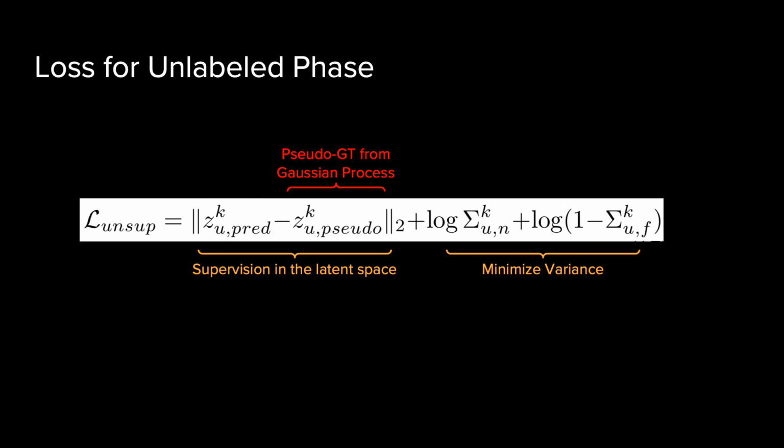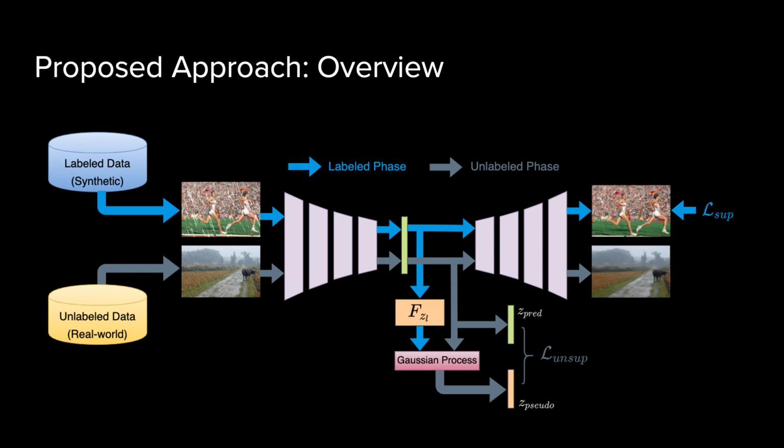The overall loss function for the unlabeled data is given by the equation, which consists of two parts. The first part minimizes the error between the prediction and the pseudo ground truth, and the second part minimizes the variance. The figure summarizes the overall approach, which consists of two phases, labeled and unlabeled phases. In the labeled phase, we minimize the reconstruction error on the labeled data. In the unlabeled phase, we minimize the error between the prediction and the pseudo ground truth in the latent space.